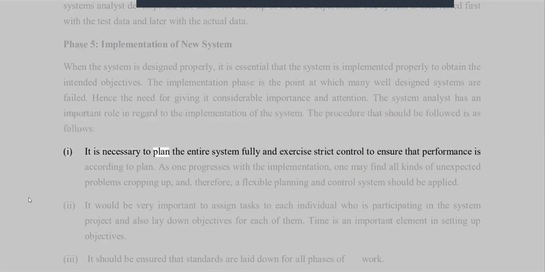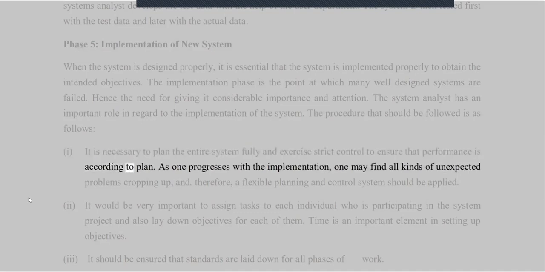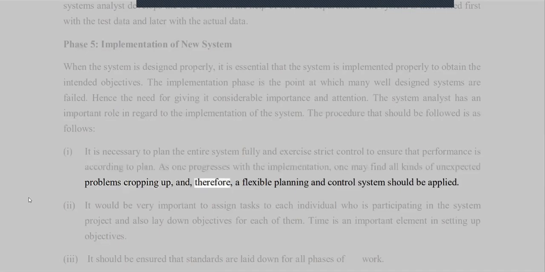It is necessary to plan the entire system fully and exercise strict control to ensure that performance is according to plan. As one progresses with the implementation, one may find all kinds of unexpected problems cropping up, and therefore, a flexible planning and control system should be applied.